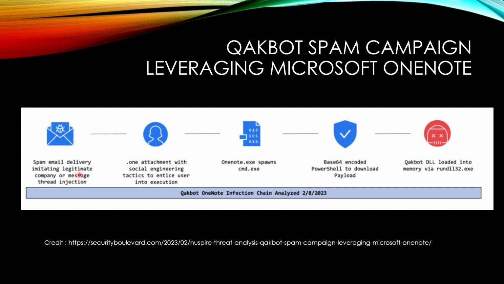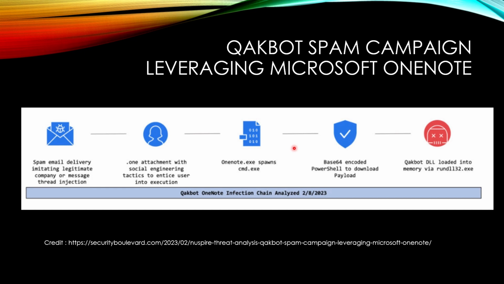Here, as we can see, this is a spam email delivery initiated through legitimate company message thread injection. Basically, it will try to convince the user that it is a legit email, so you go ahead and click this OneNote sample and download it. This OneNote sample will land on the host with some social engineering to trick the user into execution. The user needs to execute it, like double click it or press enter, and only then will the particular code be executed, because the base64 code is encoded inside this OneNote document.